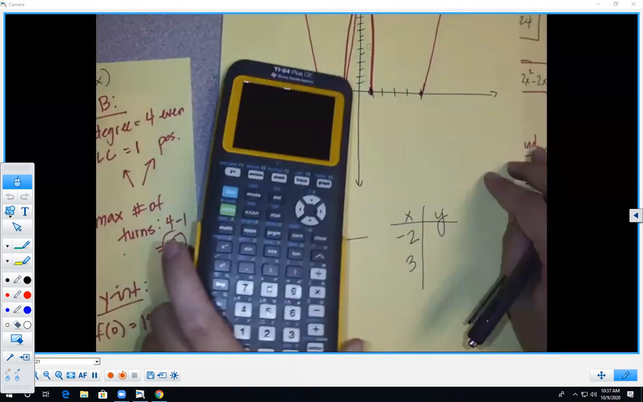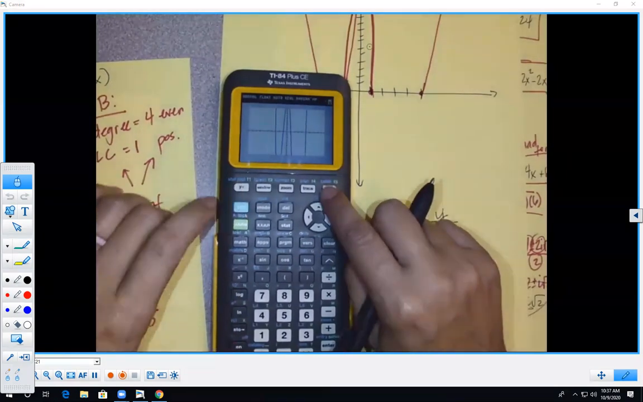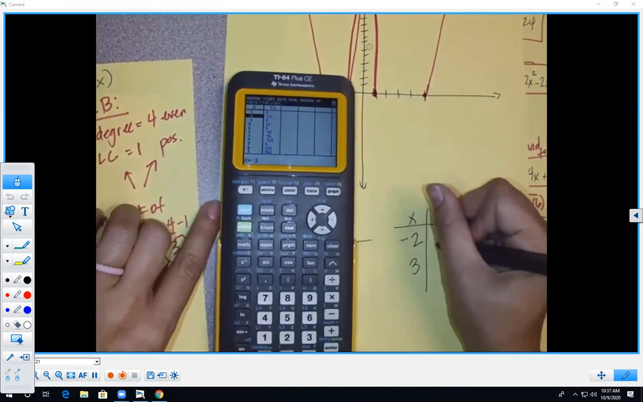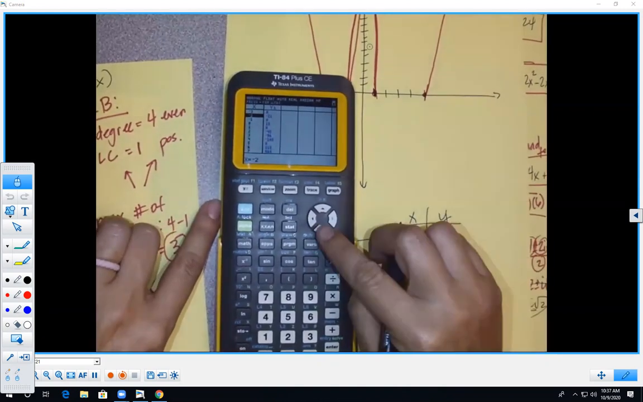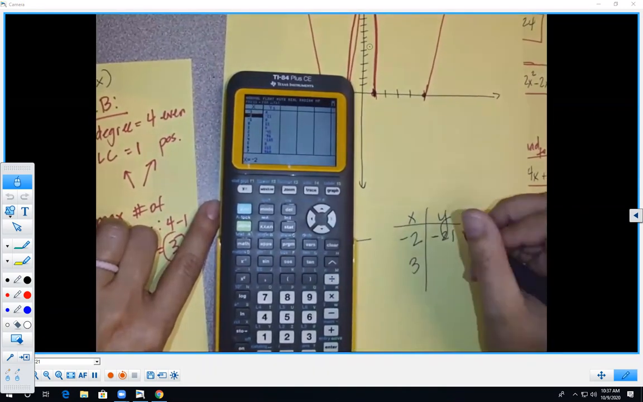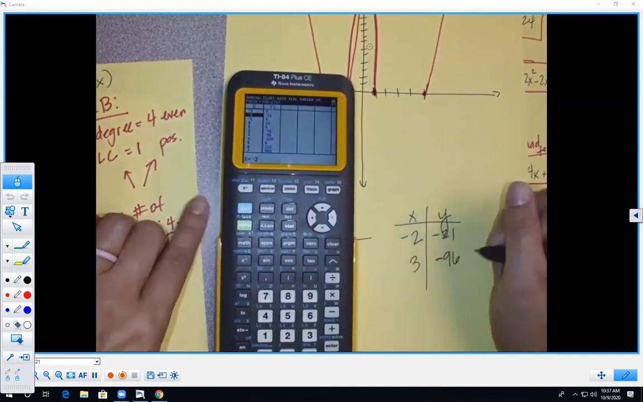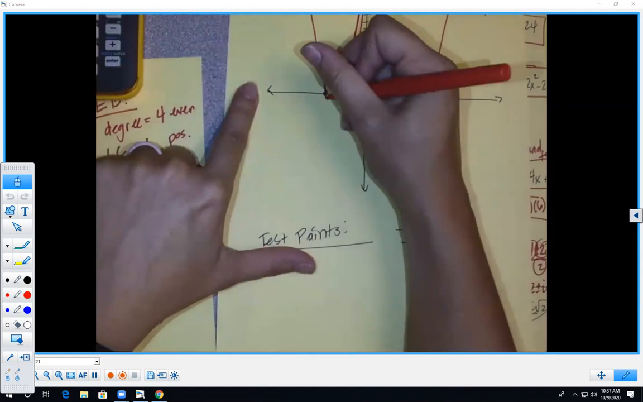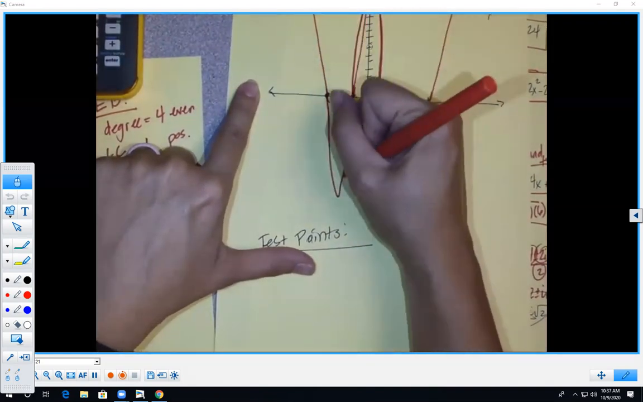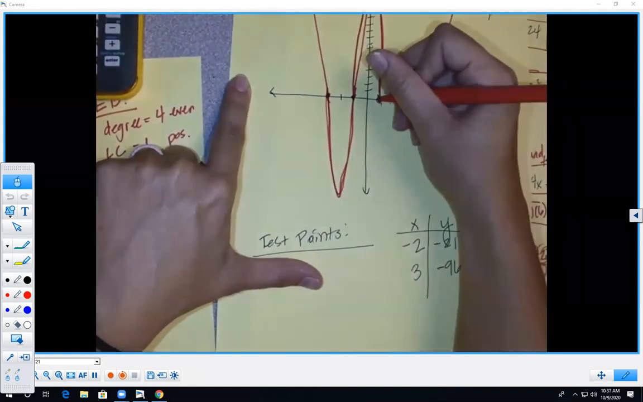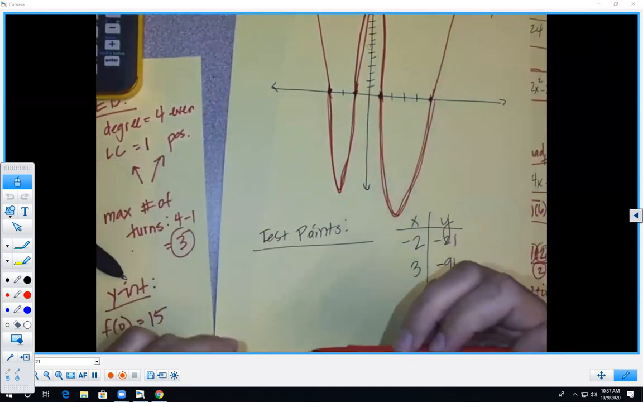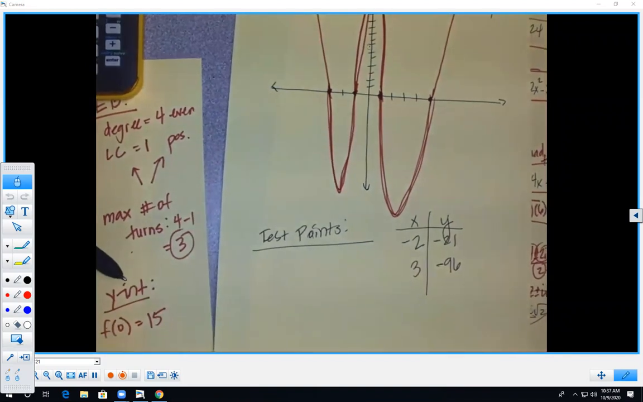Okay, so since this is already in my calculator, I could go to my table of values. At -2, it's at -21. At +3, it is at -96. That's a big old graph. Okay, so we are not going to graph that. We're just going to show that it goes down. And it goes down even further. Okay, so not drawn to scale, but you get the idea, right?